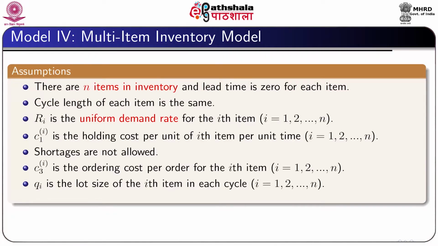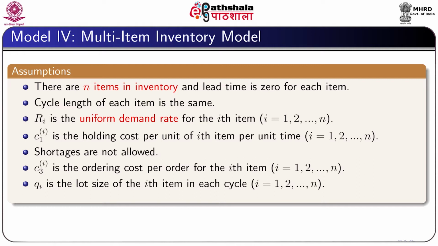Let us now start our discussion on model 4, which is multi-item inventory model without restrictions. The assumptions of the model are as follows. There are n items in inventory and lead time is 0 for each item. The cycle length of each item is the same for all items. Ri is the uniform demand rate for the ith item. C1i is the holding cost per unit of ith item per unit time. The shortages are not allowed in inventory.